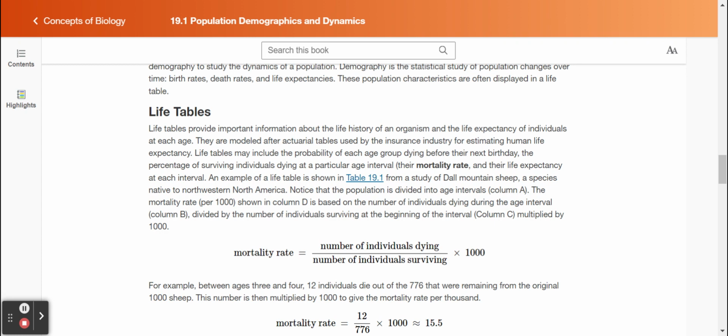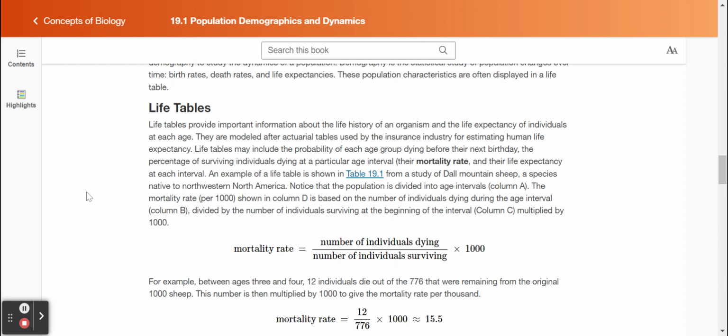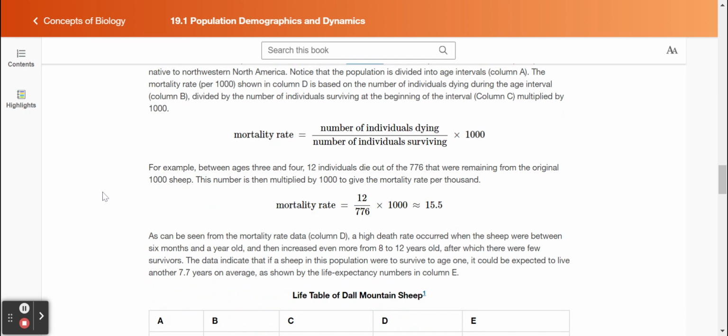An example of a life table is shown in Table 19.1 from a study of Dall mountain sheep, a species native to northwestern North America. Notice that the population is divided into age intervals, column A. Their mortality rate per 1,000, shown in column D, is based on the number of individuals dying during the age interval, column B, divided by the number of individuals surviving at the beginning of the interval, which is column C, multiplied by 1,000.